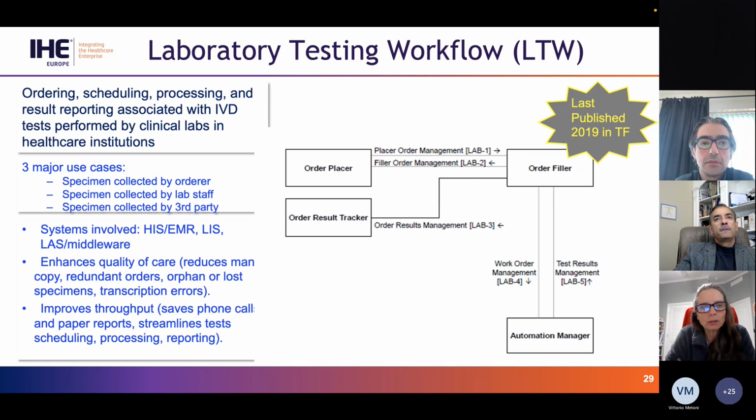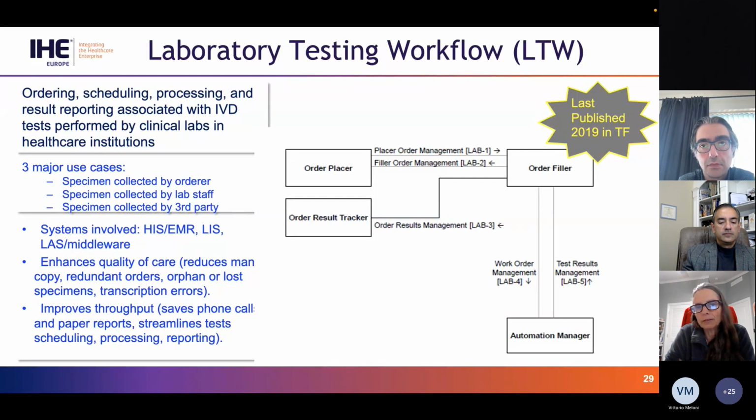This profile supports specimen being collected at different places, so it can be collected by the order placer, it can be collected at the laboratory, or it can be collected by a third party. There are enough transactions between LAB-1 and LAB-2 to deal with those status updates of: the specimen has been collected, the specimen has been received by the lab, the testing has been started. So all of those process steps until the laboratory actually starts working on the testing are supported with this profile.